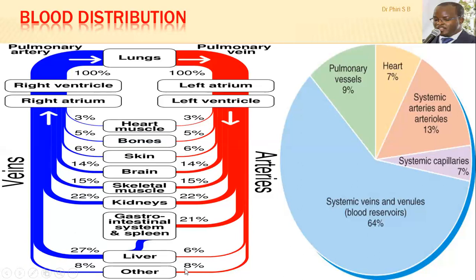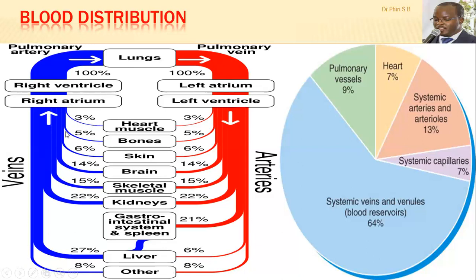Then the 8% is going just to other structures that are not mentioned here. So if you add these percentages, they're supposed to give you the 100% of the cardiac output. And then the same percentages are moving to the venous side. So you can see the percentages are correlating. So it will move to the venous side, and then the veins will be able now to transport this blood back to the heart. So this is just the blood flow.